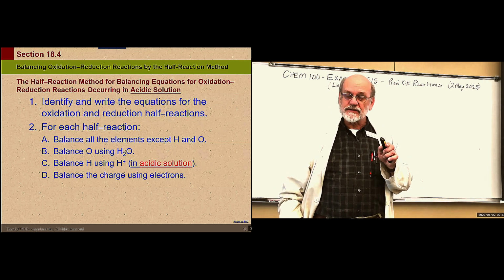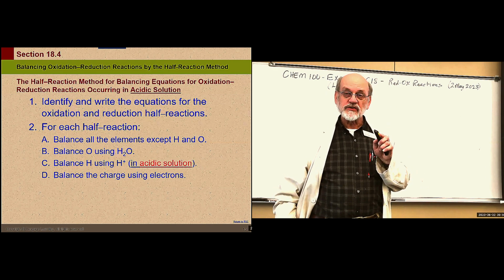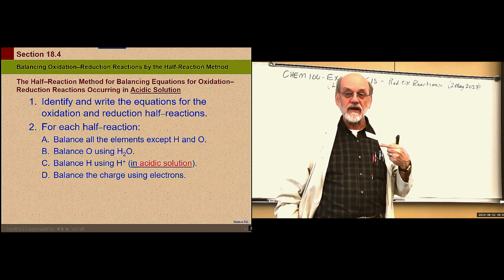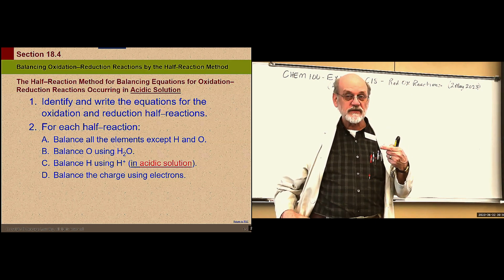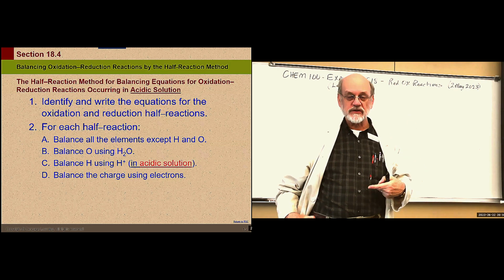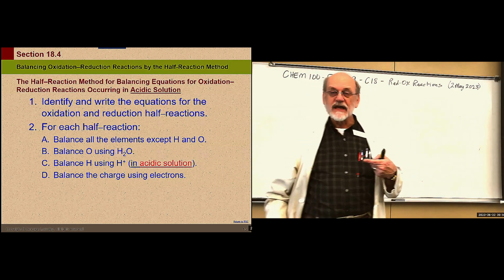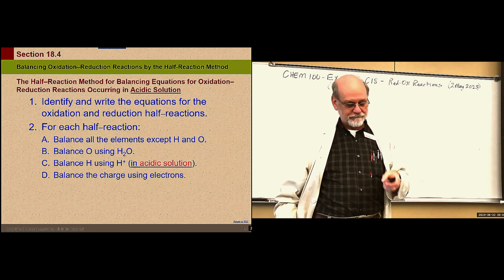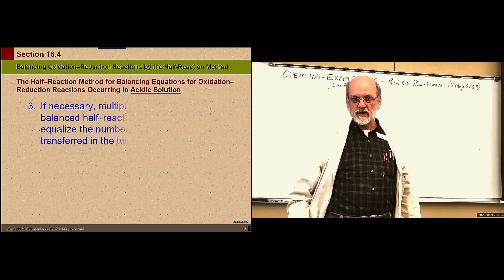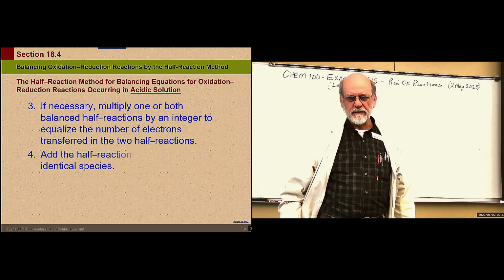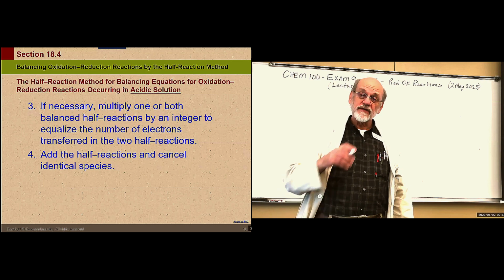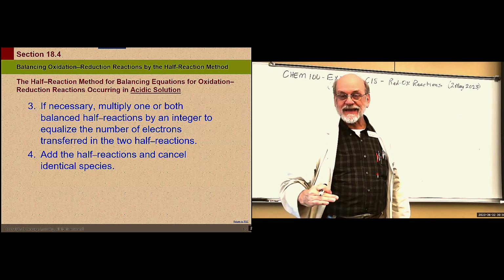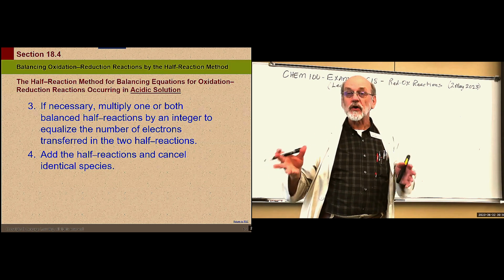Then once you get that balanced, you check the number of electrons transferred in each of the half reactions, and you've got to reconcile those to be sure that you have the same number of electrons in the oxidation step as you do in the reduction step. And the way you do that is you multiply the entire equation through by some constant. So we're going to do one. That's right. Once you get the final electrons balanced, then you can add the equations back together and cancel terms.